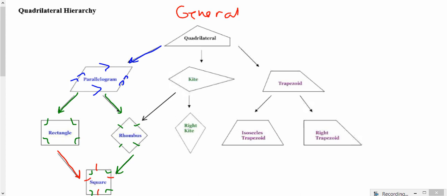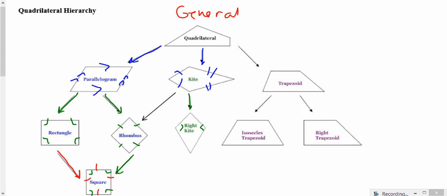And then you have a quadrilateral that could go into a kite, which means, well, I'm just going to have two pair of consecutive equal sides. And that makes it a kite, not a parallelogram, but it has those qualities which makes it a kite. And then if I take that kite and I create right angles in two of those angles, now I've created a right kite. So again, more qualities, more characteristics.